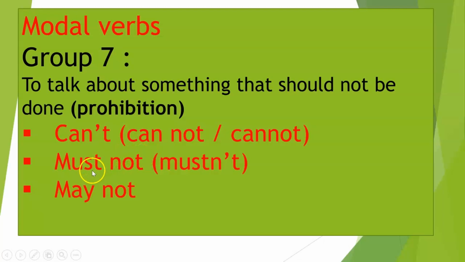We can use must not or mustn't, or we can use may not. So we can say can't, must not, or may not. These are 3 different modal verbs that we can use.